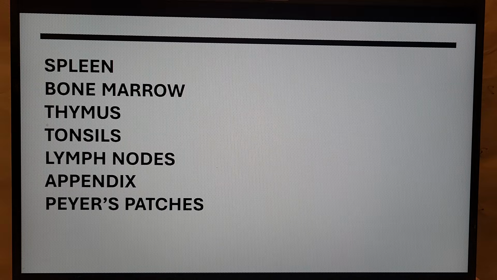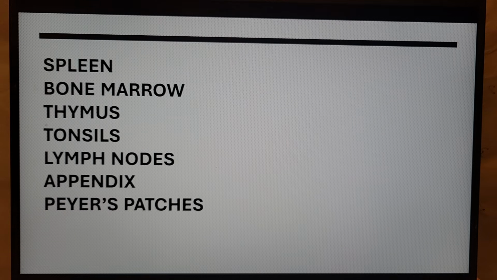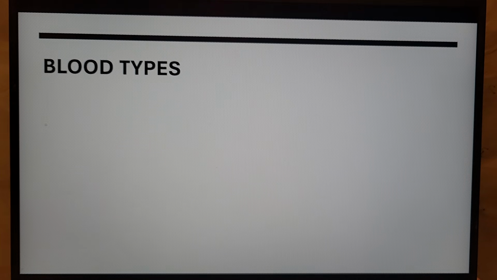Spleen, bone marrow, thymus, tonsil, right? You also have adenoid behind the tonsil, that's also for the immune system. Lymph node, appendix, Peyer's patch, right?